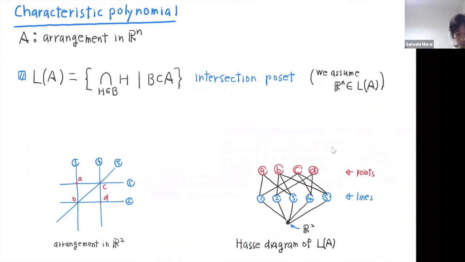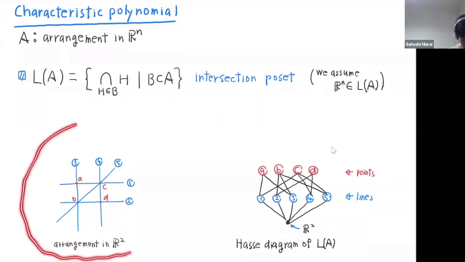An intersection poset is actually a set of affine spaces, which are obtained as an intersection of hyperplanes in the arrangement. Formally, we take a subset of the arrangement, then consider the intersection, and take the set of all these things; then you get the intersection poset. And I just want to explain this in a picture.